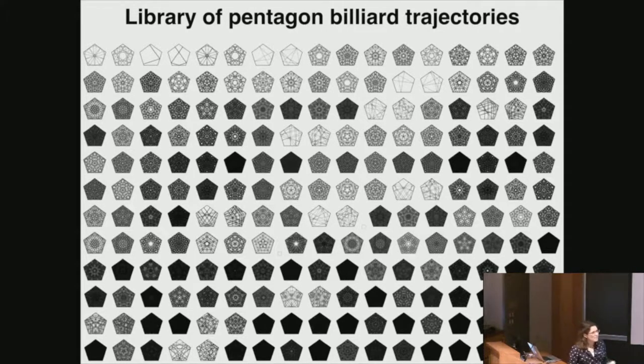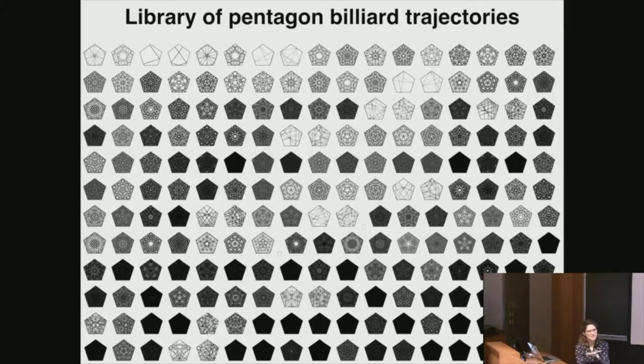So I wanted to bring the beauty of mathematics to everyone. So I wanted to make them into earrings. Anybody wearing pentagon earrings? Yeah. Okay. And there's a box of them somewhere. But there's infinitely many periodic trajectories. I can't make them all into earrings.